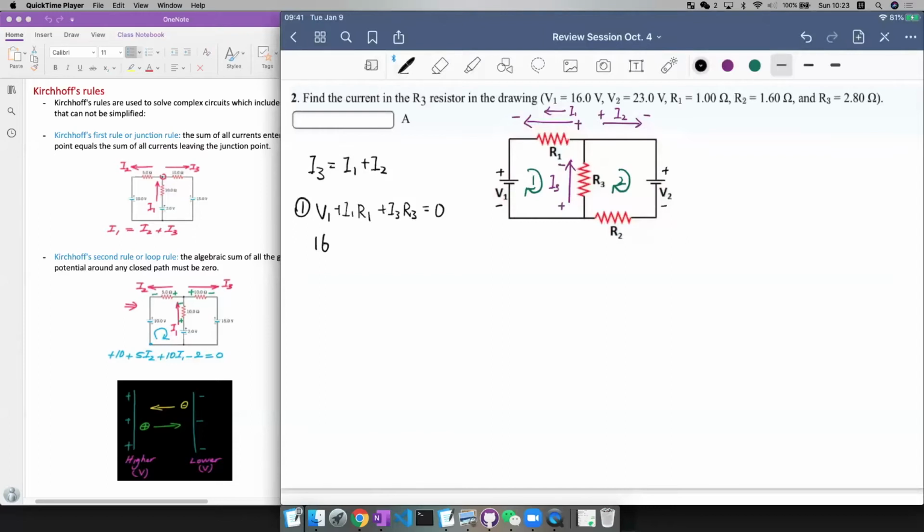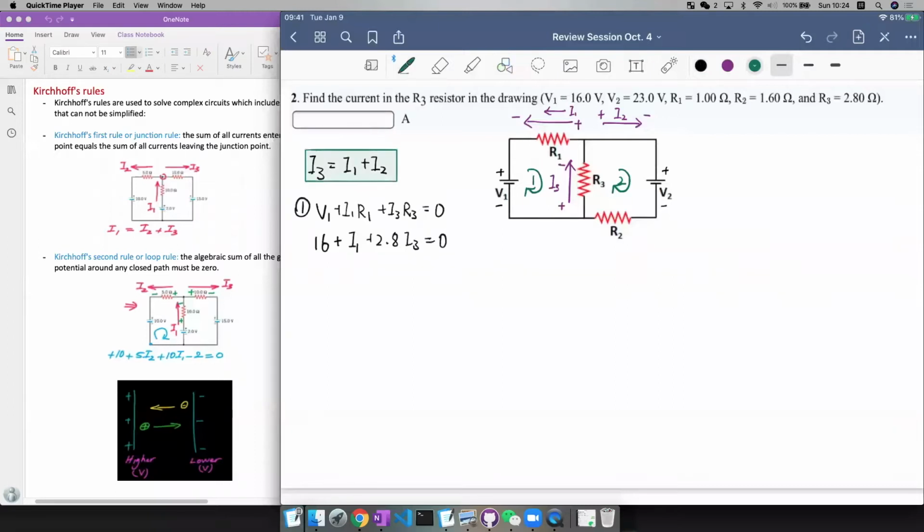And then we look at R1, still from lower side to higher side. So we have plus R1 is 1, so plus I1. Then let's check this side. It's from lower to higher. So we still have a plus, right? It's plus 2.8 I3 equals 0. So now we have our second equation. So this is the first one, and now this is the second one.